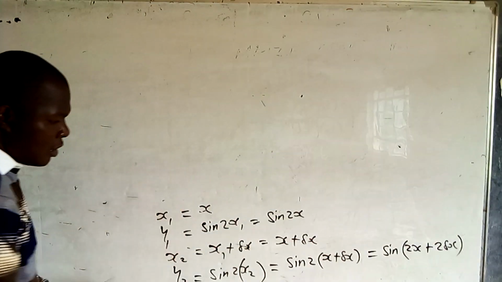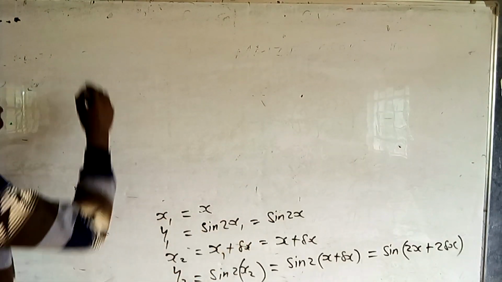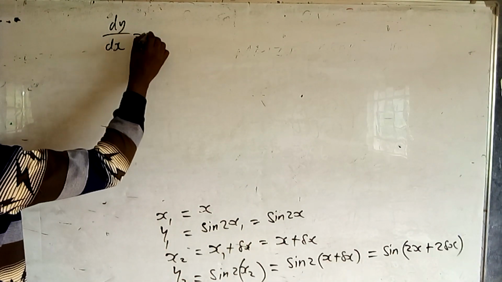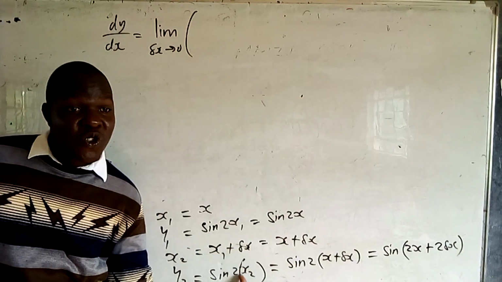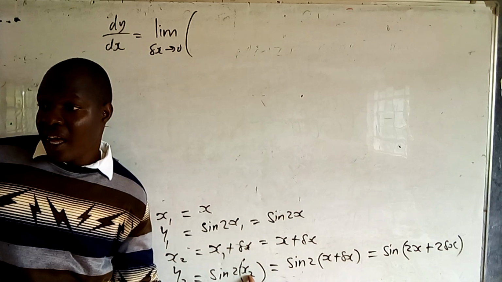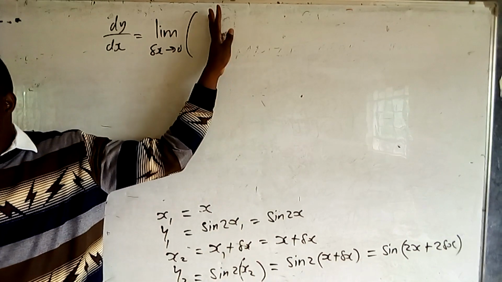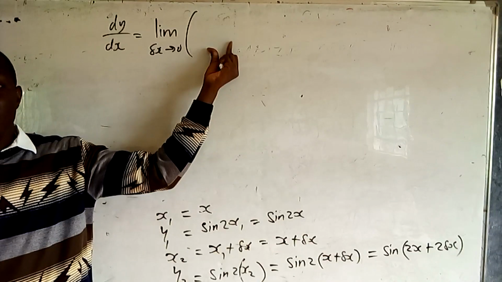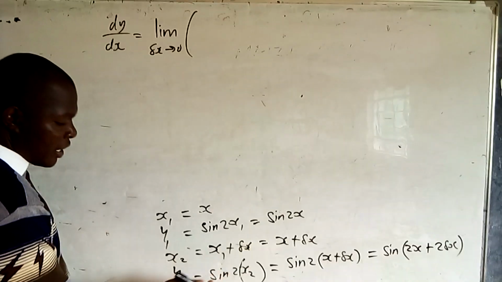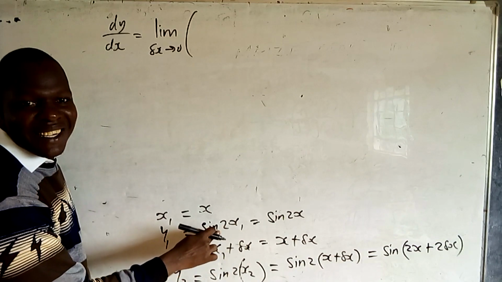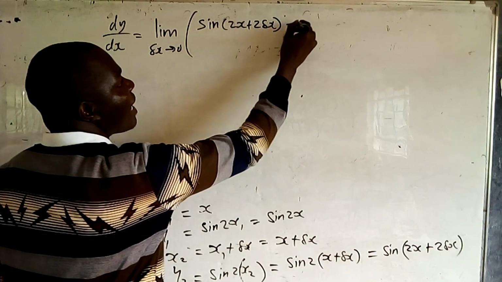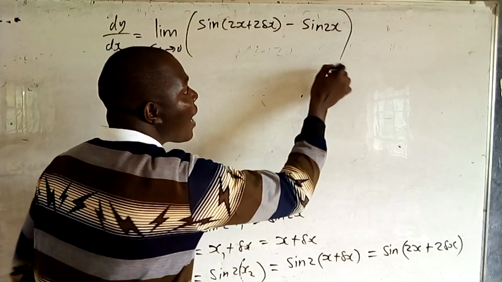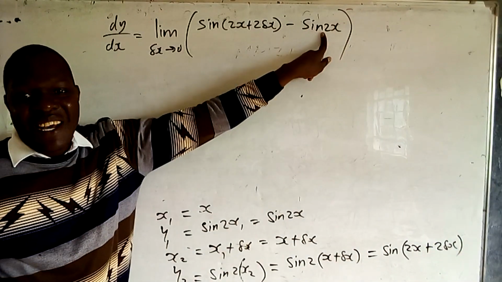So the first step for us to get the derivative dy over dx is simply taking the limit as change in x tends to 0 of the gradient. So can you now put the gradient inside, because you have the values which give you the gradient, isn't it? Gradient is change in y over change in x. So what is change in y? Change in y is y2 minus y1, isn't it? Meaning change in y is sine 2x plus 2 change in x, minus y1, which is sine 2x. That is change in y, y2 minus y1, isn't it?